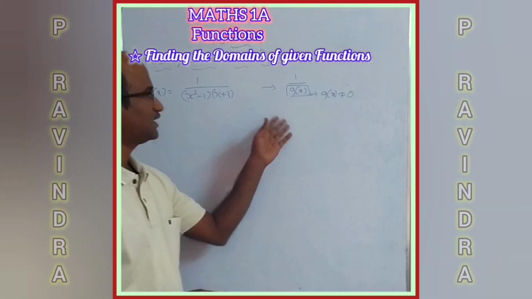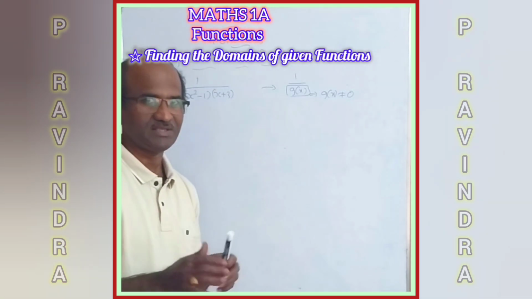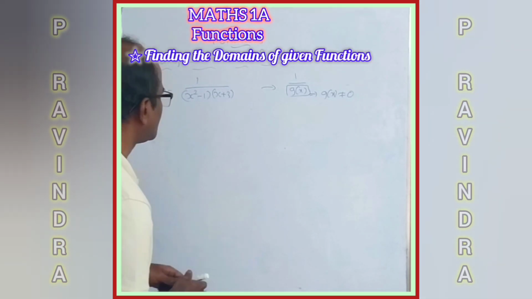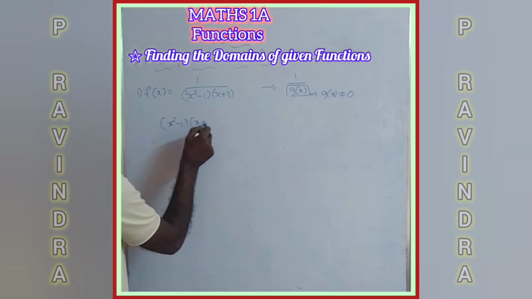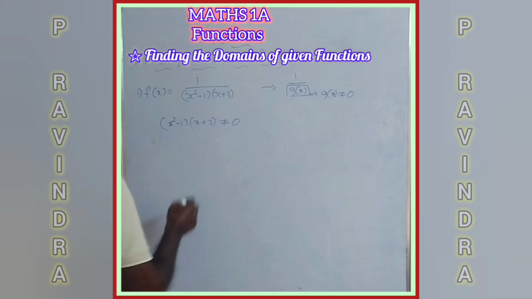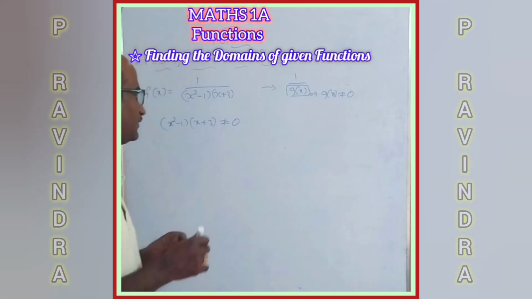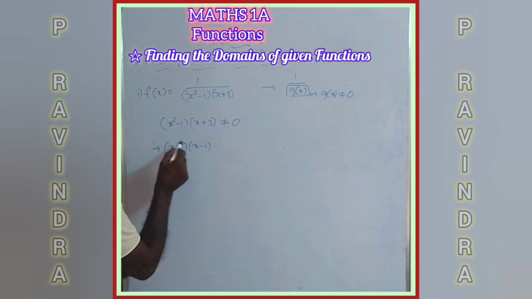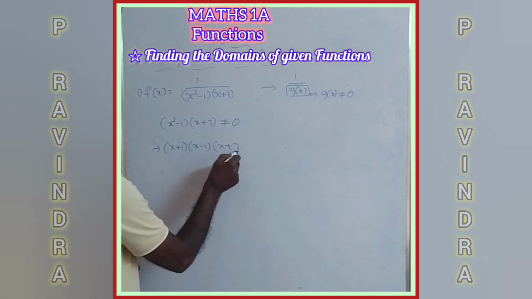Defined means gives a particular answer. Suppose if g of x is equal to 0, you will have 1 by 0. 1 by 0 means it is not defined, isn't it? So therefore, this denominator must not be 0. Therefore, here this x square minus 1 into x plus 3 must not be equal to 0. So you should check in what cases this denominator may be equal to 0. First of all, see here, x square minus 1 we can write as x plus 1 into x minus 1 because it is in the form of a square minus b square.